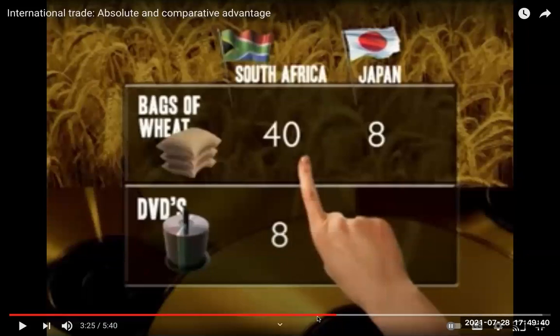The other example now is going to speak to comparative advantage, and I'm going to just bring it back a little for you to understand this.